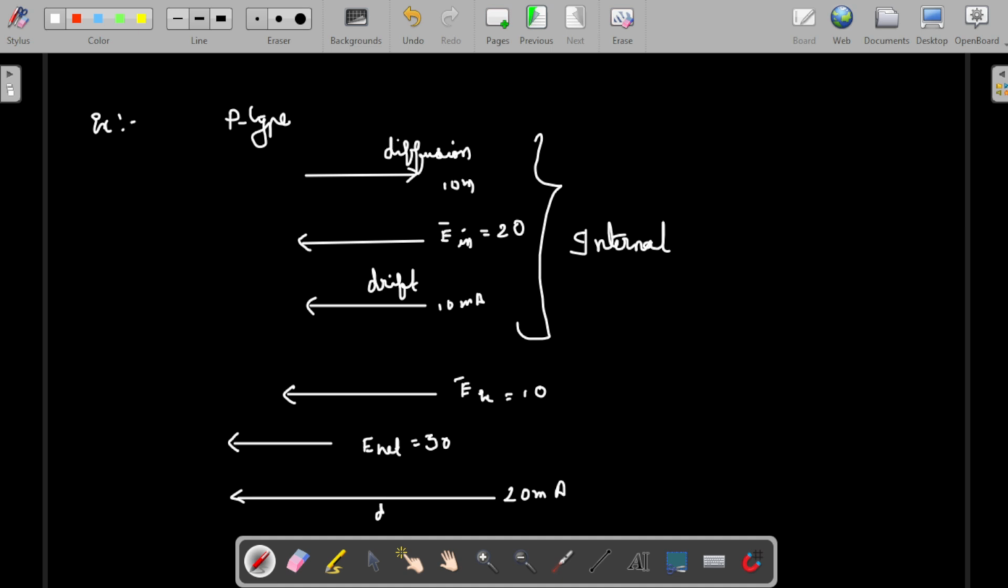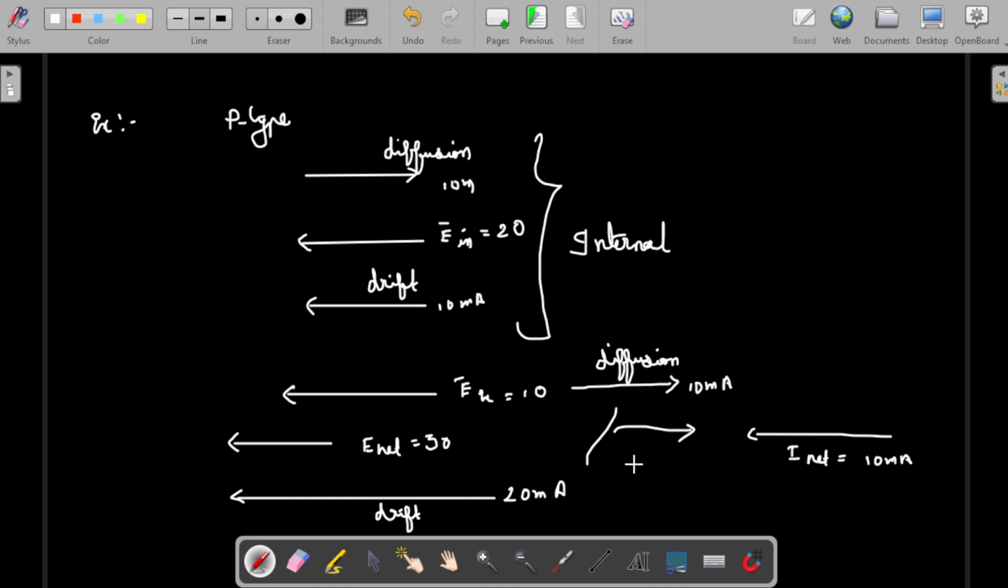Let's take an example of drift of holes. This is for p-type, right? Because of this external field, there will be some diffusion of holes in this direction. Let's take this to be some 10 milliamps. The net total current will flow in this direction, that will be the I net, and that will be 10 milliamps, because the 20 milliamps will be cancelled. So comparing both, we get this. This is how things will work.